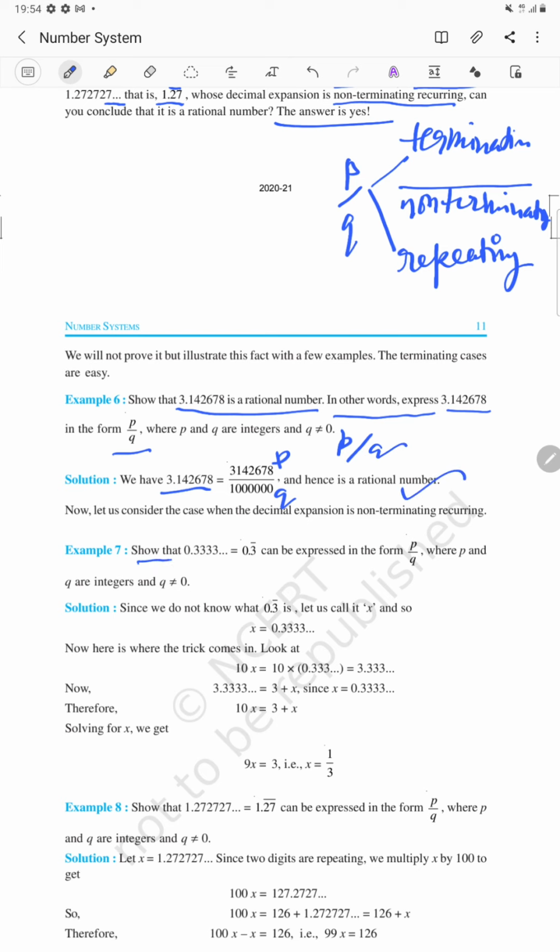But how to convert numbers like this into P by Q form, that we will learn in our next video. So till now we have concluded that the decimal expansion of rational numbers can have two choices: terminating, or non-terminating, repeating.